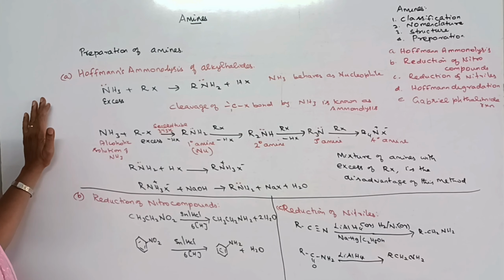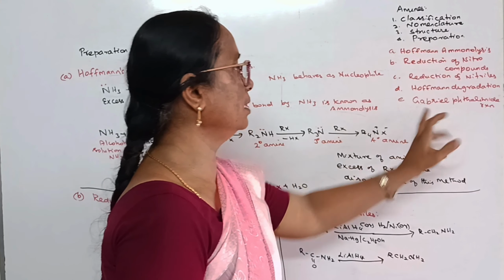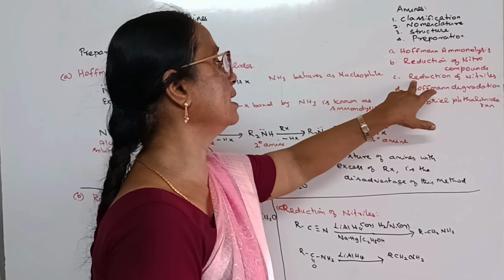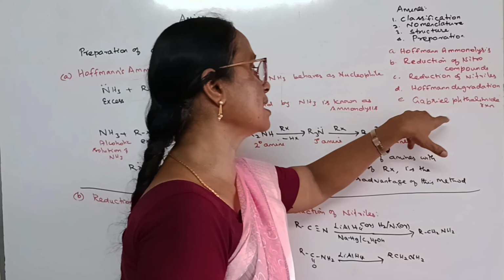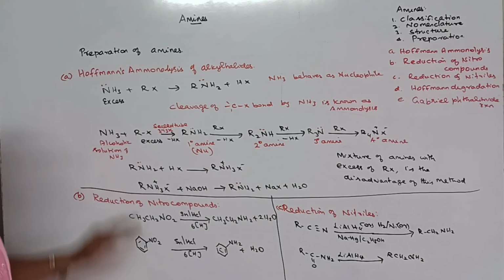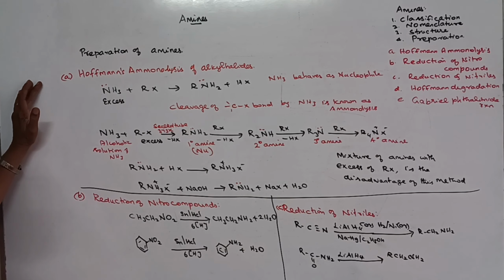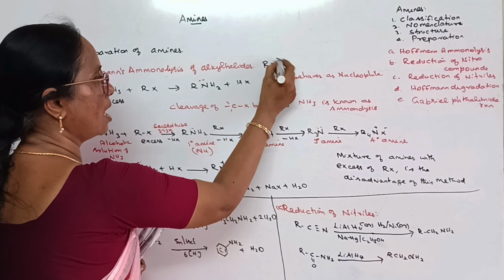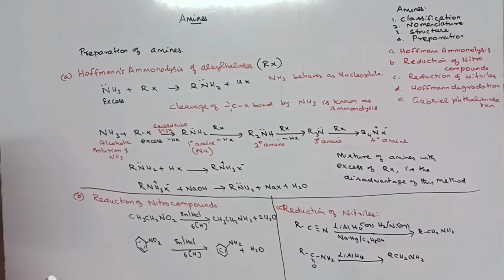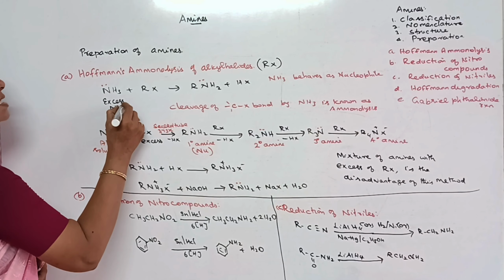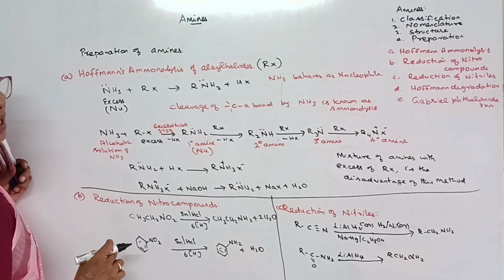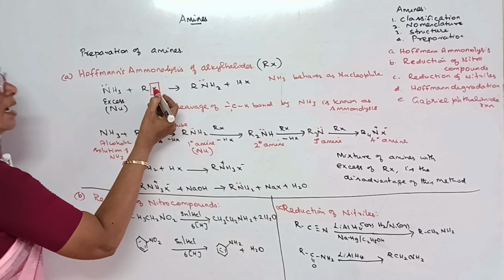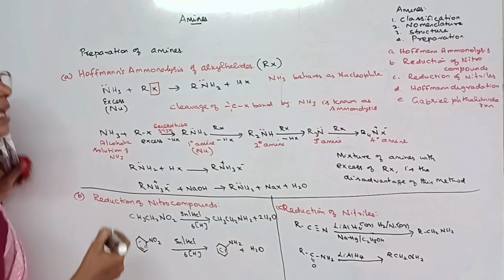Preparation of amines. Amines can be prepared by different methods: Hoffmann ammonolysis, reduction of nitro compounds or nitriles, Hoffmann degradation reaction, and Gabriel phthalimide reaction. Let us see first Hoffmann's ammonolysis of alkyl halides. Alkyl halides are RX. When an alkyl halide is treated with ammonia, the ammonia behaves as a nucleophile, and hence the halogen is substituted by the NH2 group.